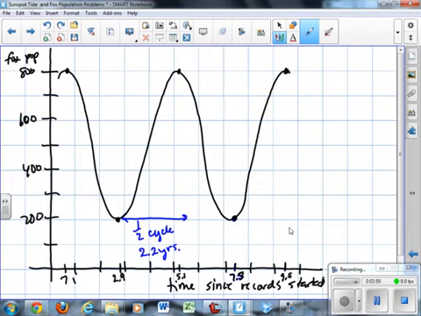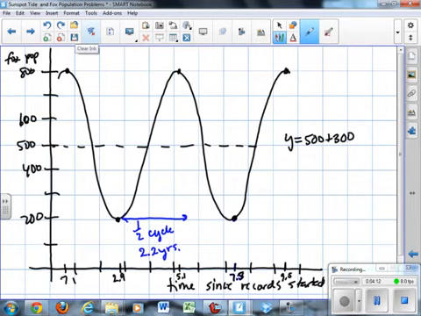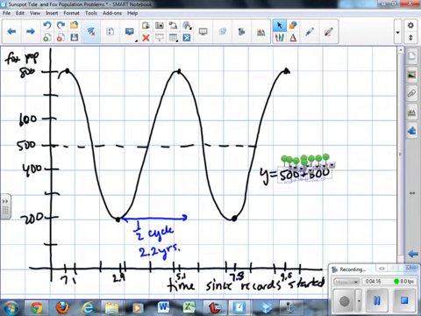And we know here that we can figure out the parts of the graph. The sinusoidal axis is halfway between 800 and 200, so that would be at 500. So there's our sinusoidal axis. The amplitude would be between 500 and 800, so that's 300. And this is a cosine graph.